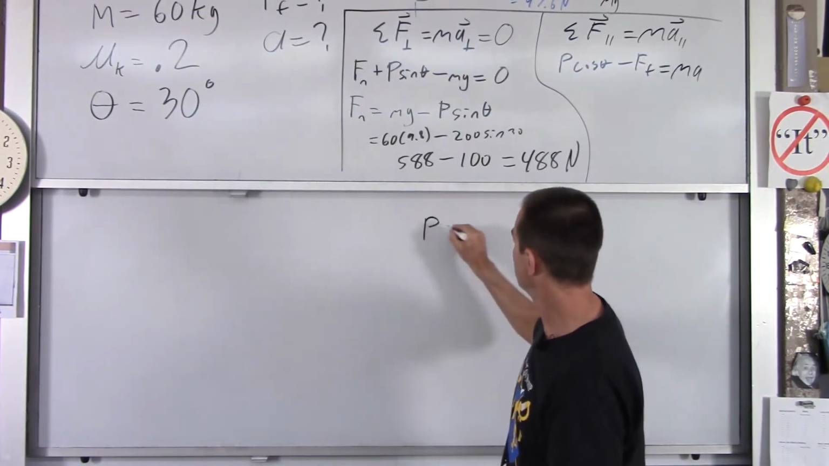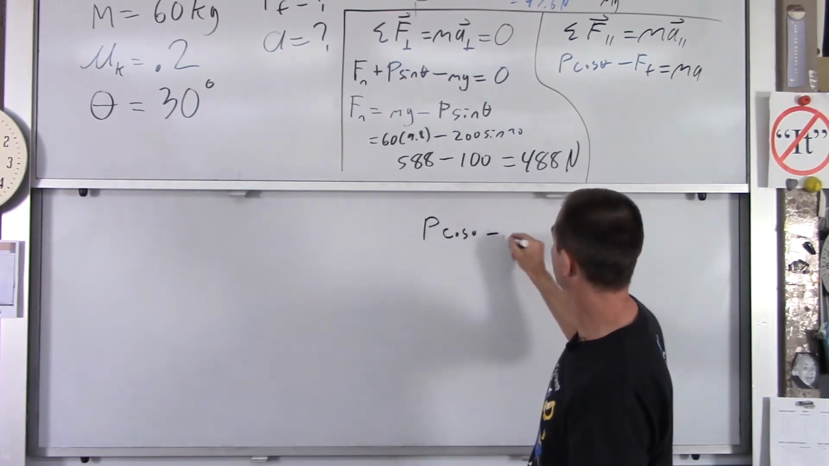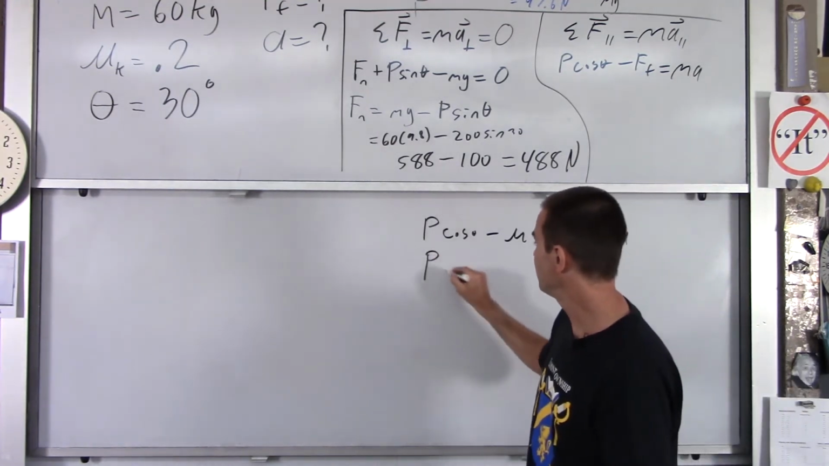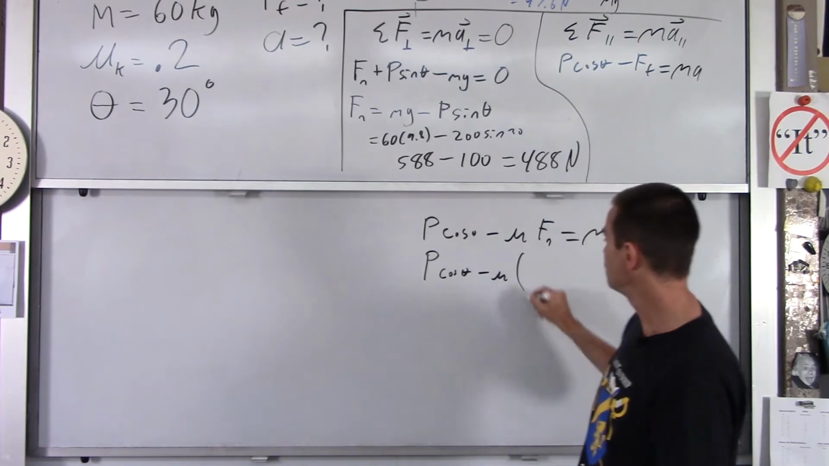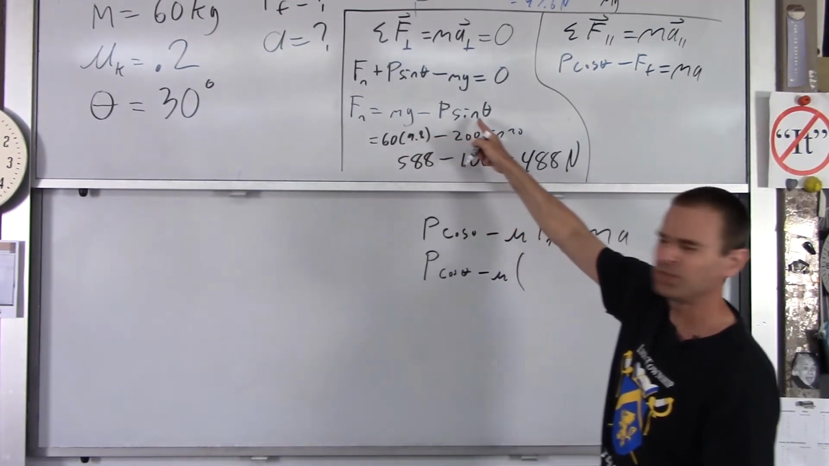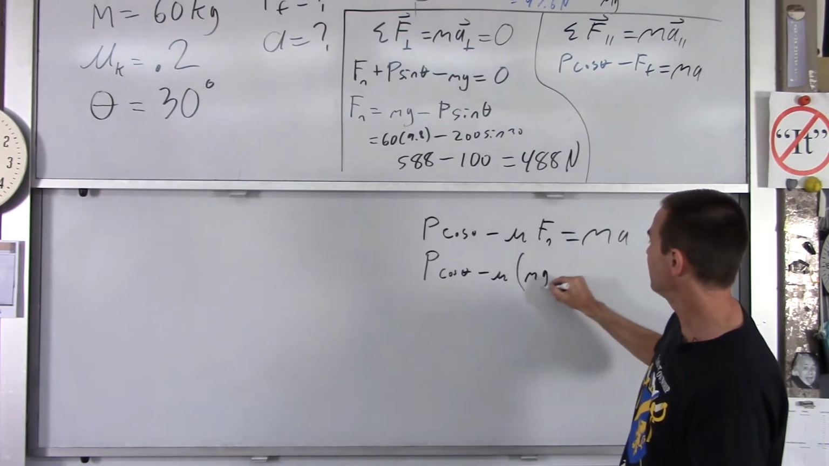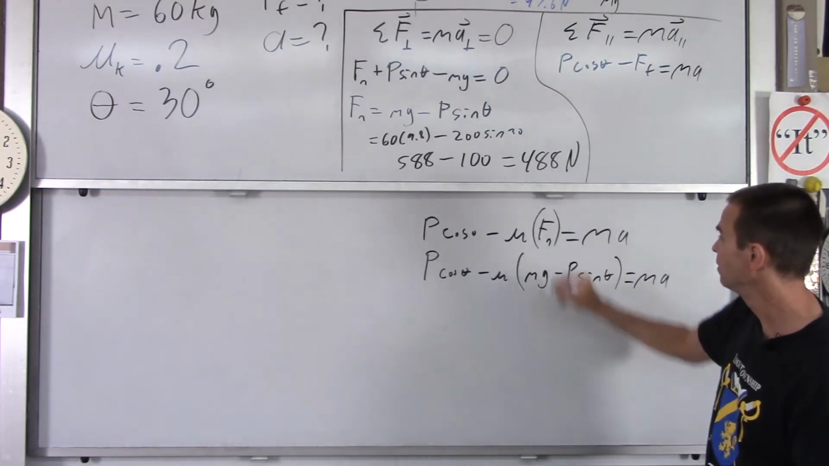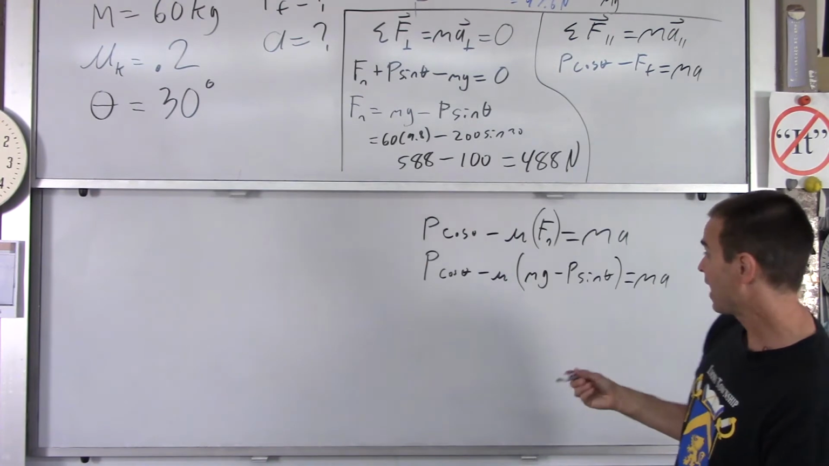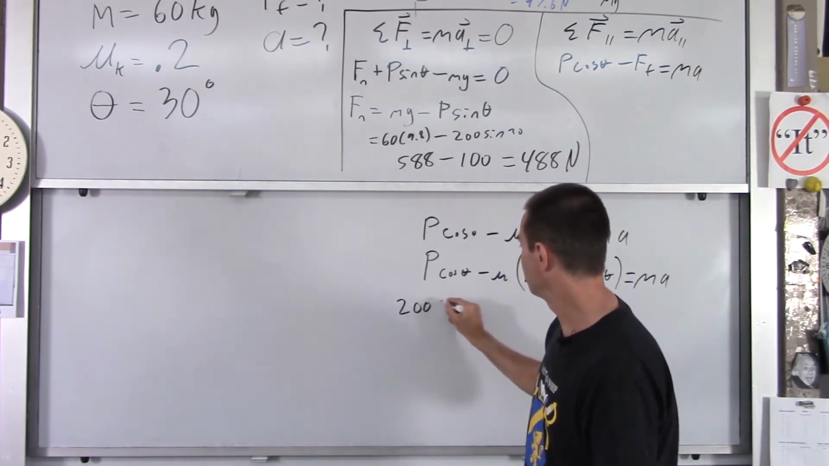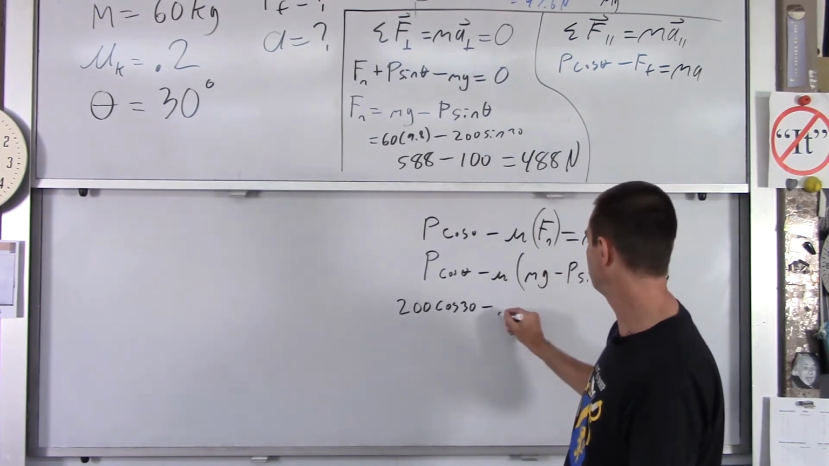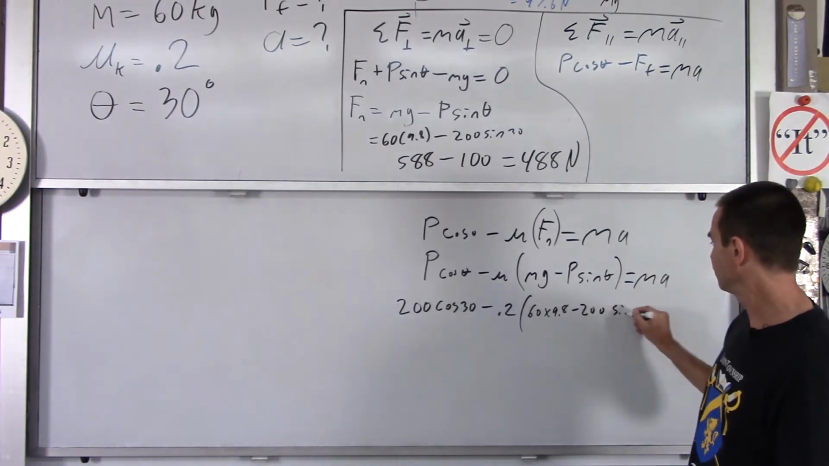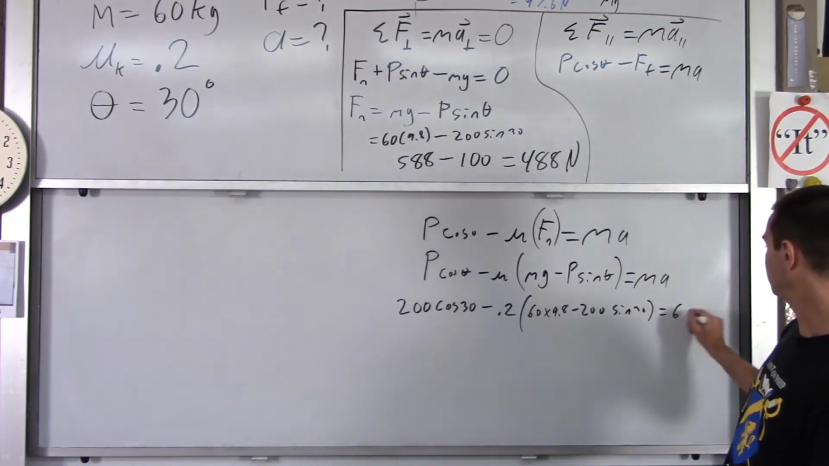We've got P cosine theta minus friction, which is mu Fn, and that equals ma. And so we've got P cosine theta minus mu, and then what was Fn? I'm going to put the expression in there, and I want to explain why in a sec. So we've got mg minus P sine theta. That's our normal force, and that all equals ma. So I'm subbing in for Fn right there. Now I've got values. So P is 200 cosine of 30 minus mu, which is 0.2, times 60 times 9.8 minus 200 sine of 30, equals m, which was 60, times a.